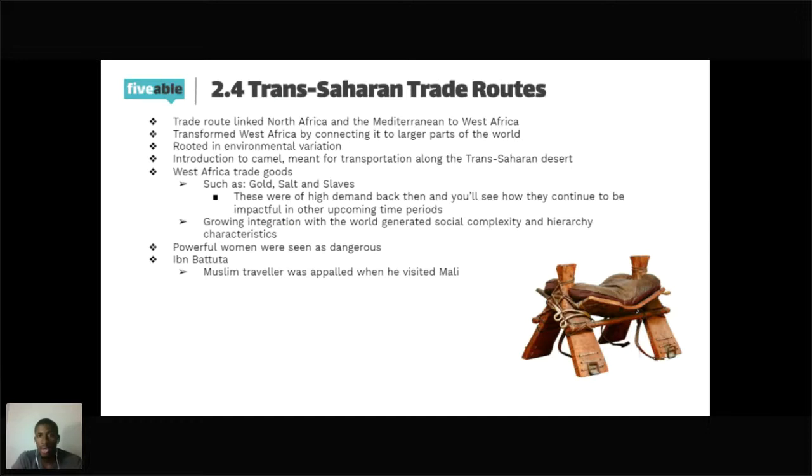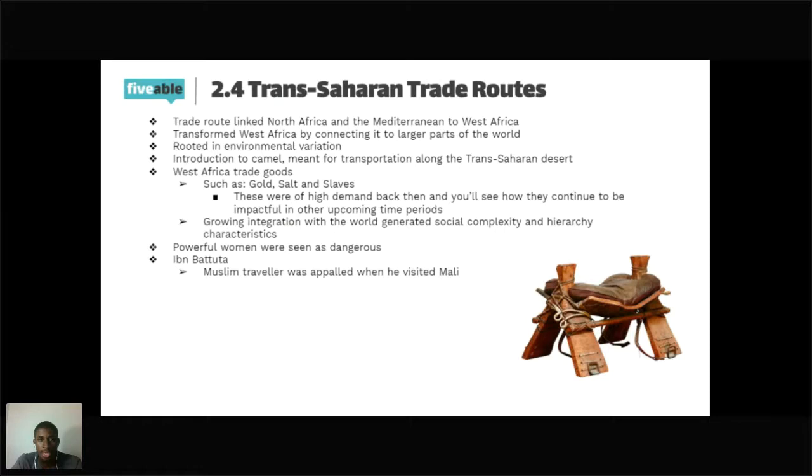And these also are going to impact different units. So just keep in mind specific continuities that you can put when it comes time for writing your LEQs or your SAQs, depending on what specifically they're asking for. Here's a point that says these were of high demand back then, and you'll see how they continue to be impactful in upcoming time periods. So make sure you look out for that continuity and change over time, as one of the concepts that you can put in your writing.